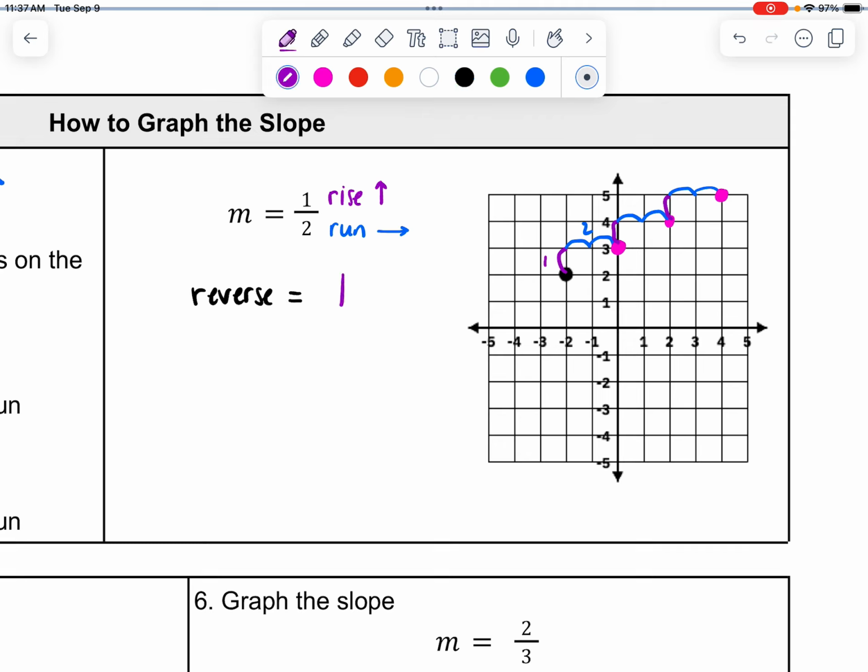I would go down 1 space, and then I would go left 2 spaces. Now, if we go down 1 space and we go left 2 spaces, you'll notice that the place where we land is another point in the same line as the other points. Once I fit as many points on the graph paper as I can, I'm just going to draw a line and I'm done.